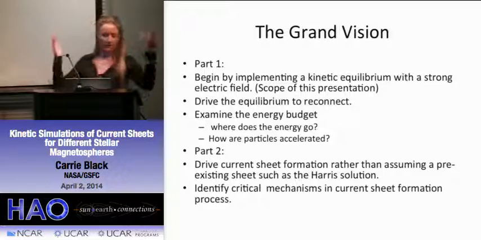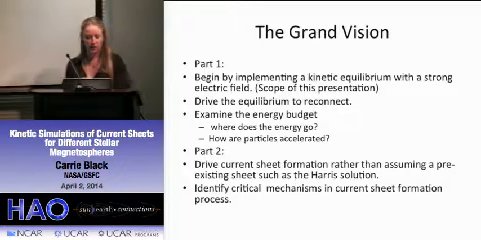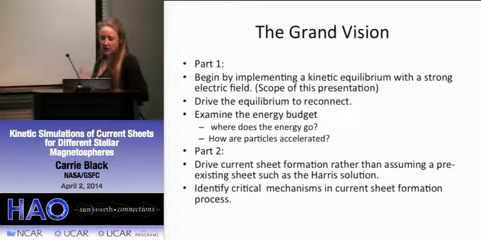Okay, so we have this grand vision for this big project, right? We're going to start by implementing a kinetic equilibrium that has a strong electric field. This would be brand new. Nobody's done this before. And then we want to drive this equilibrium to reconnect, examine the energy budget. And then ultimately, we want to study the current sheet formation rather than just assuming this pre-existing Harris sheet, and identify the critical mechanisms in current sheet formation.